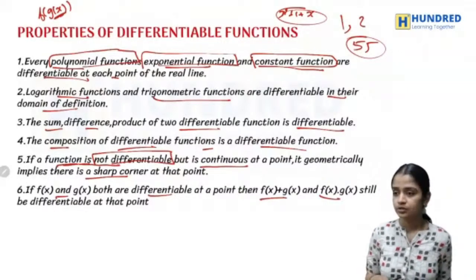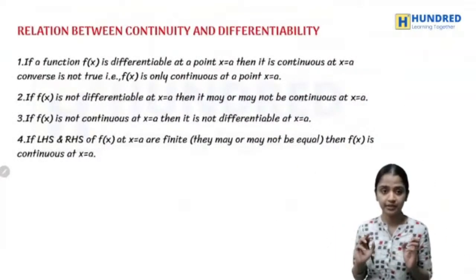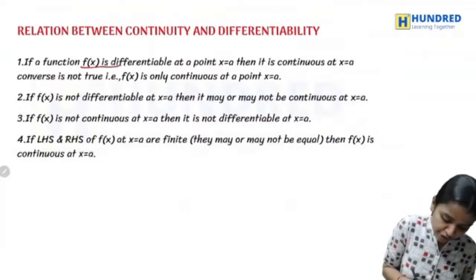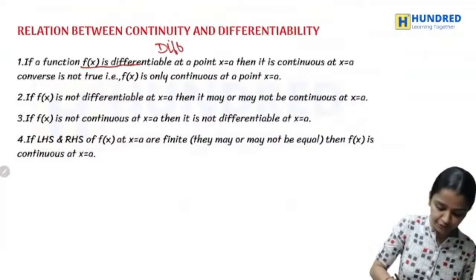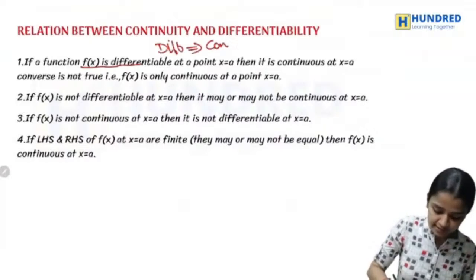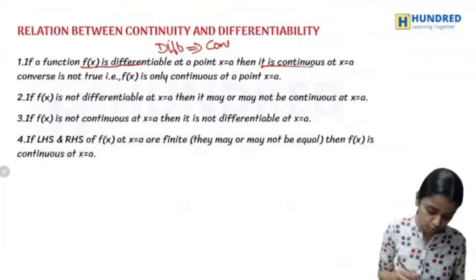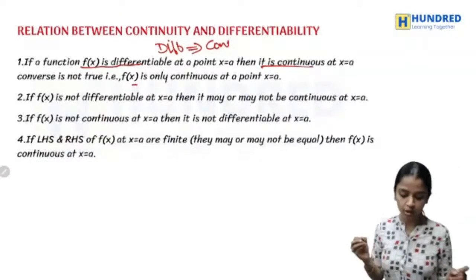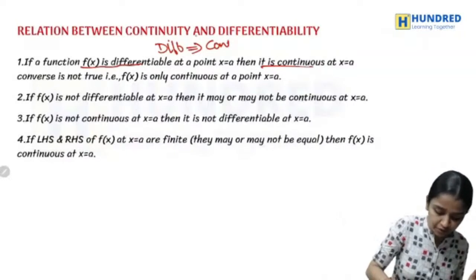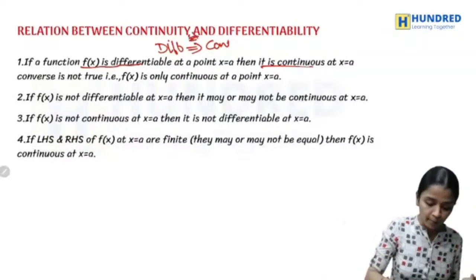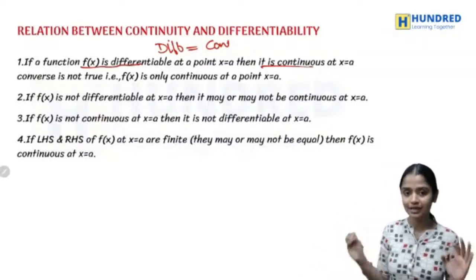Okay, good. So now let's go to the next one. Relationship between continuity and differentiability. If a function is differentiable, I already told you, you can say it is definitely continuous. But the converse is not true. If a function is only continuous, the reverse order is not true. But if they say a function is differentiable, you can definitely say the function is continuous.